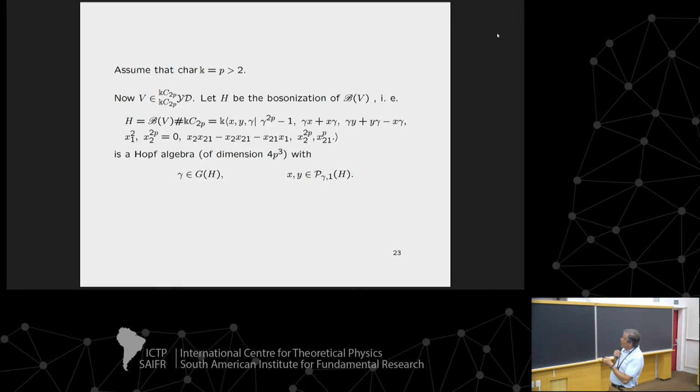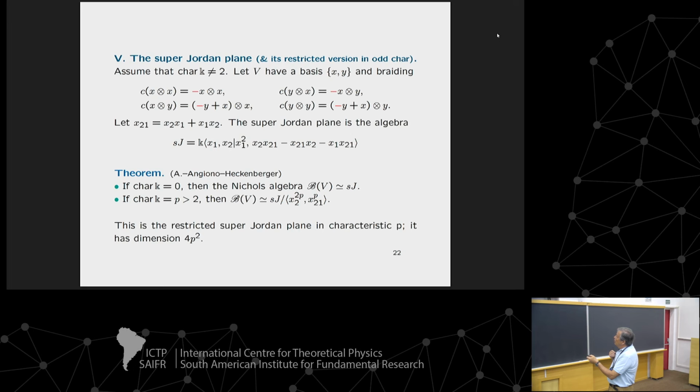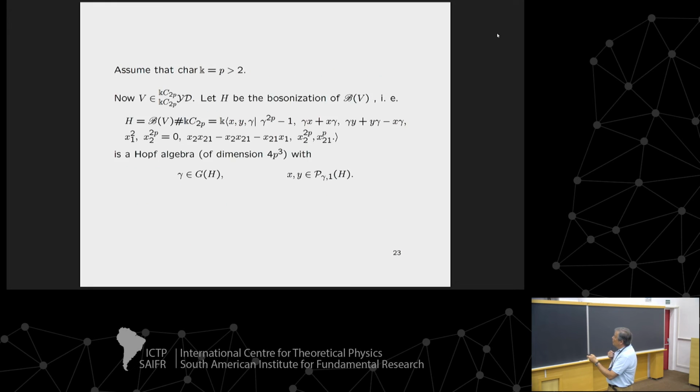Again, assuming that the characteristic is odd, we realize V as a Yetter-Drinfeld module over the cyclic group of order 2p. We need 2p because of this. So we have to take the cyclic group of order 2p, otherwise you cannot realize it. Then we form the bosonization, and this is the algebra with these relations.